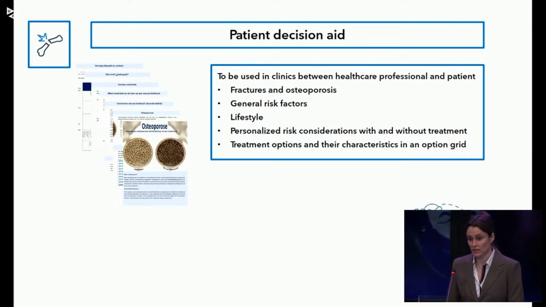The patient decision aid was an 8-page document that was used within the clinic between the healthcare professional and the patient. It focused on information such as general information on osteoporosis, but also the influence of lifestyle factors, and an option grid, so an overview of treatment options and their characteristics.